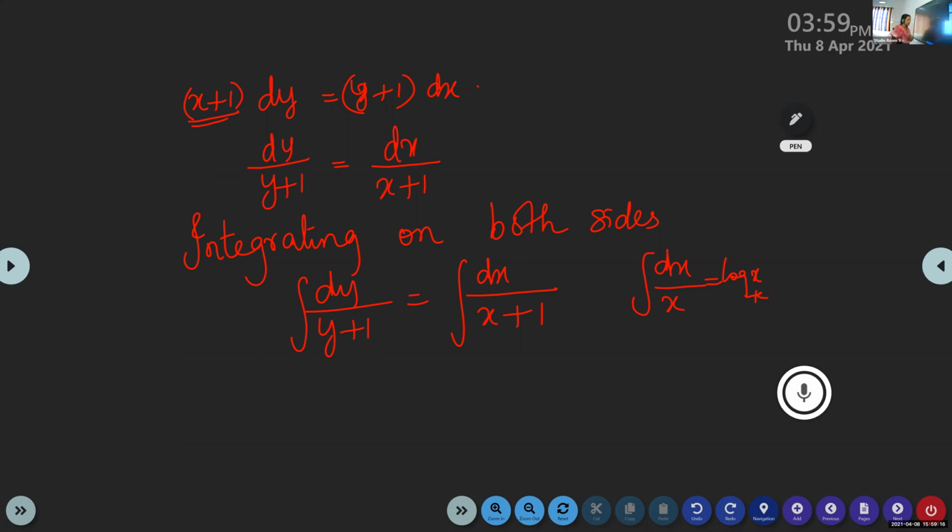Now look here, what is the derivative of y plus 1? Derivative of y is 1 into dy, isn't it? Derivative of 1 is 0. Look at the next term. What is the derivative of x plus 1? Differentiating x, we get 1 into dx, isn't it? So the derivative is in the numerator, so it will be the answer here.